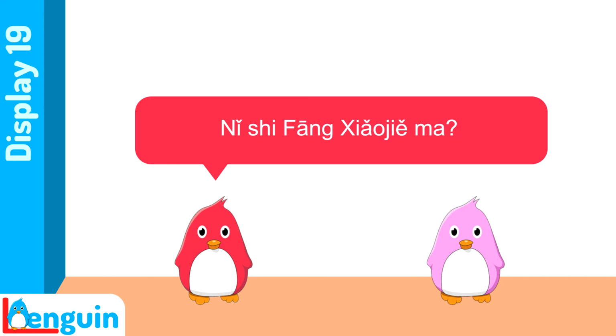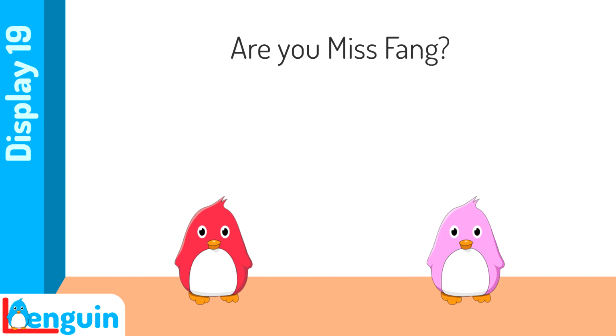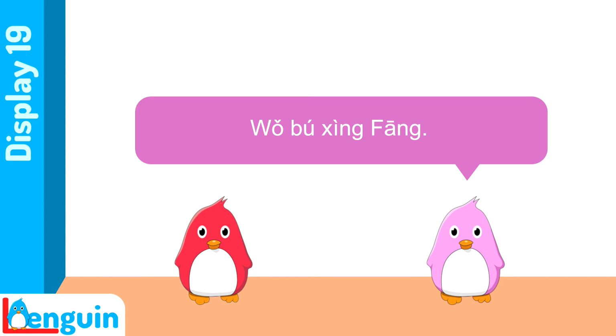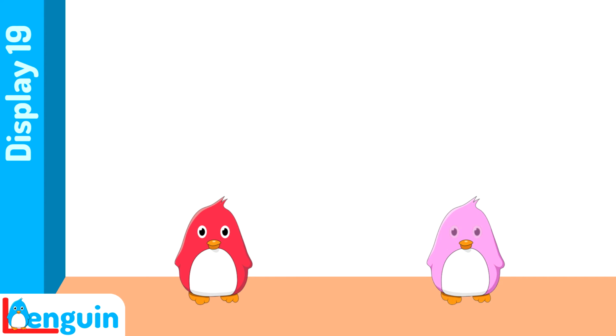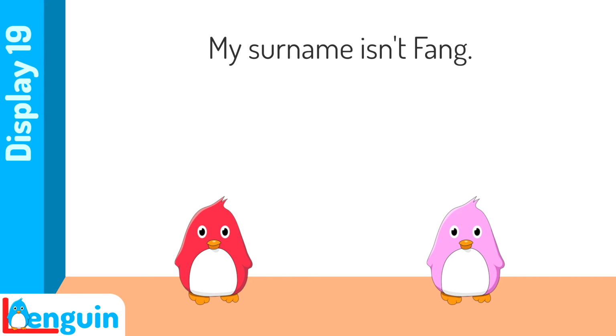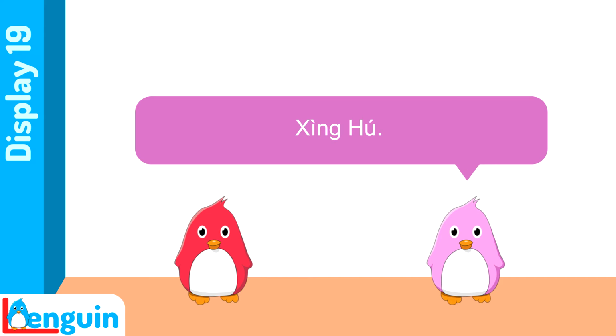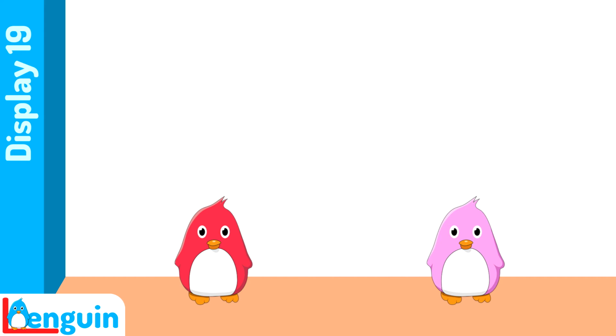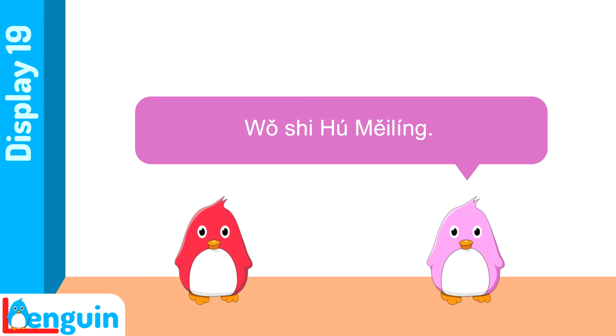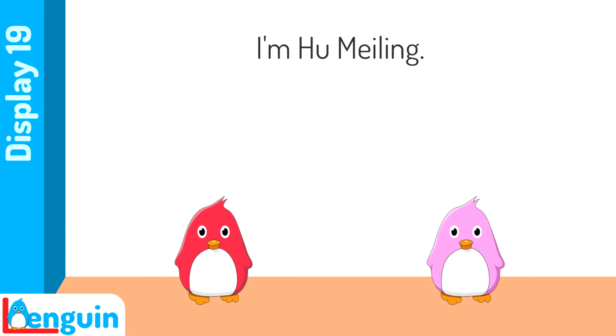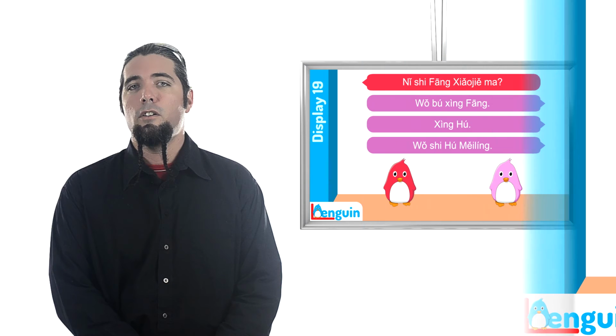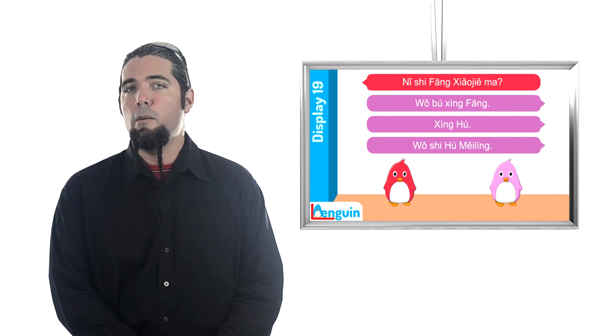你是方小姐吗？ Are you Miss Fang? 我不姓方， My surname isn't Fang. 姓胡。 It's Hu. 我是胡美玲。 I'm Hú Meilíng.